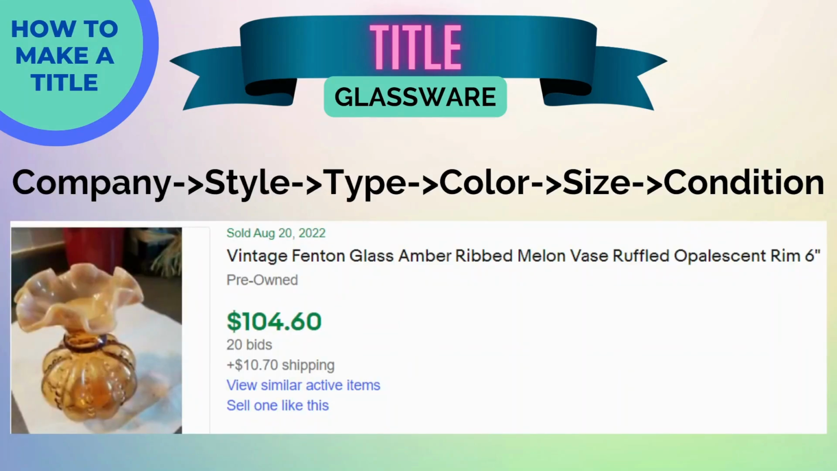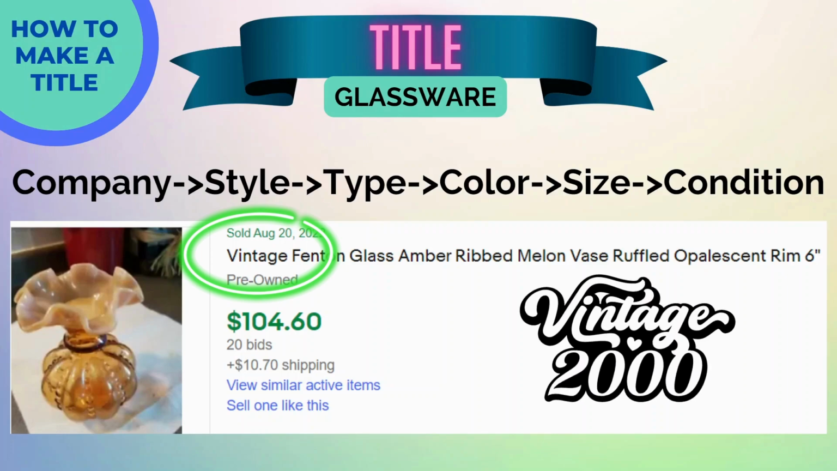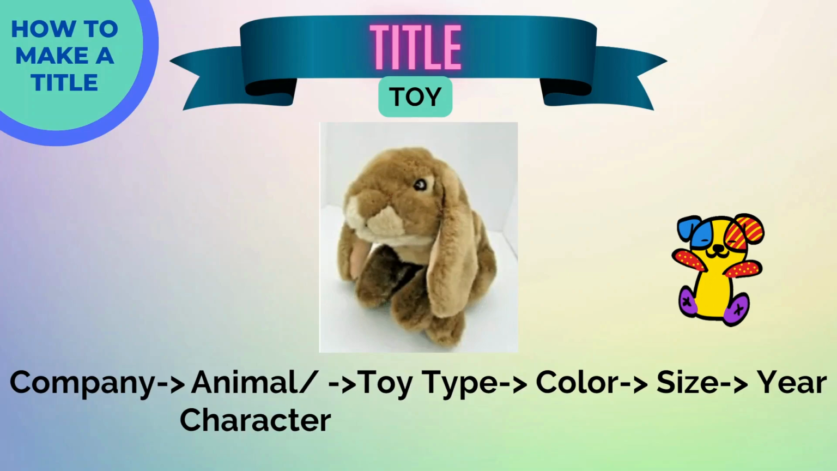In this example, you'll notice the title starts with the word vintage. This simply means old, but in general, items that are over 20 years old are considered vintage. Many listings for vintage items will start with this keyword to help the buyer find the item. Titles for toys can start with the company or animal/character. The title should mention toy type, color, size, and year.